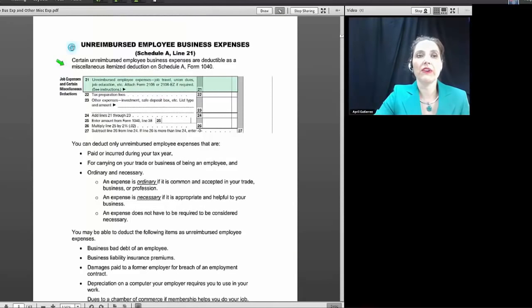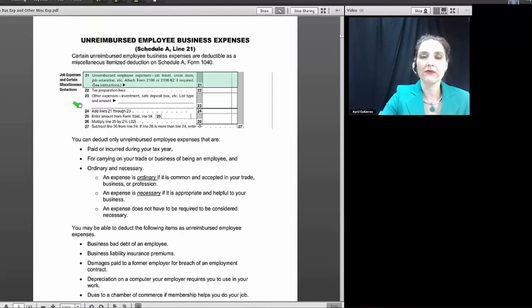Now, we are going to be moving on to the first topic of today's class, which is unreimbursed employee business expenses. In fact, it is the major topic of today's class. We're going to be on it for quite a while. But after we finish with employee business expenses, we're going to move on to tax prep fees and then other business expenses. And it's important to differentiate between what is an other expense and what is an unreimbursed employee expense.